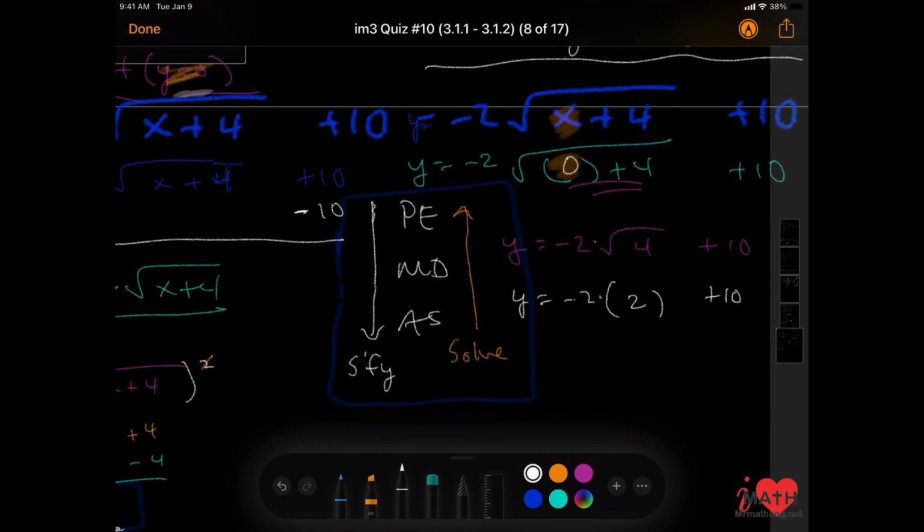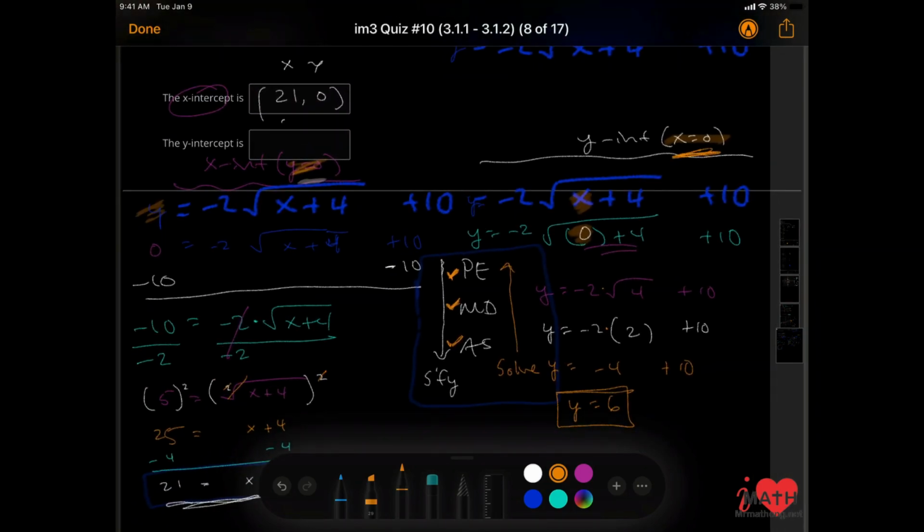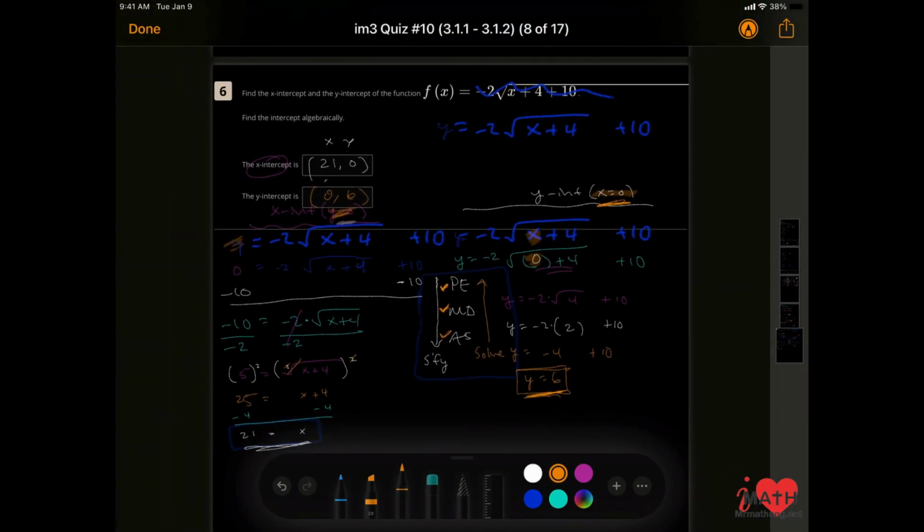So essentially what I'm doing here is parentheses, exponents. Now I'm going to do multiplication and division. So y equals negative 4 plus 10, and then addition and subtraction. So y equals 6. So when x was equal to 0, y is 6. So my ordered pair is going to be 0, comma 6 as the y-intercept.